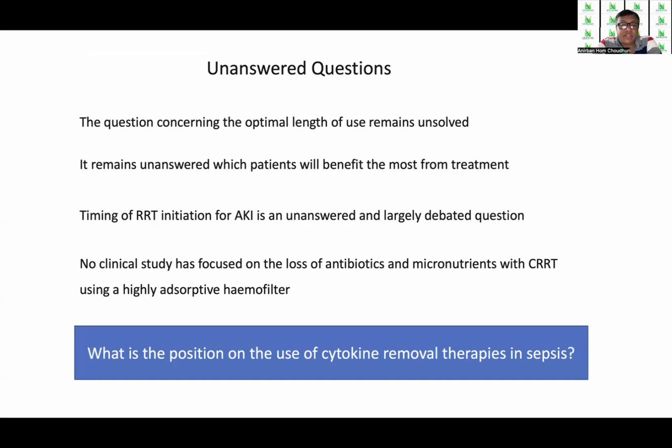So if I am asked what is the position of cytokine removal therapies in sepsis, well, I can say that there is no evidence for their use, and there is evidence that it can be harmful. So whenever cytokine removal therapies are adopted in critically ill patients, they should be practiced after sufficient consideration and proper counseling, and all the good things should also be taken with a pinch of salt.